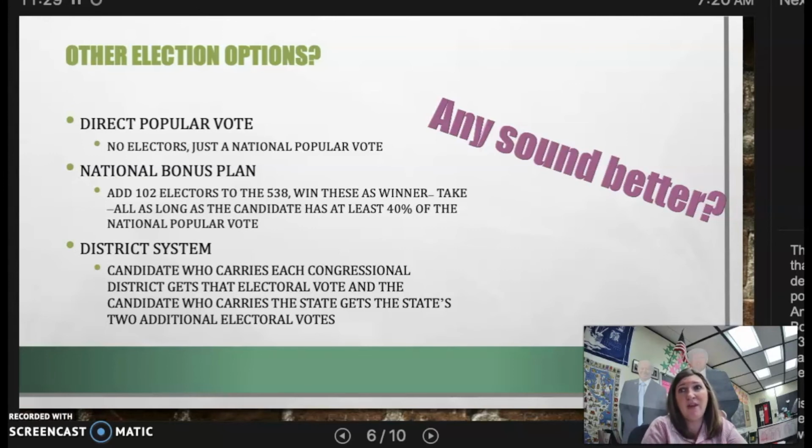And probably the one thing you're thinking of that could create a significant hindrance is that it would actually strengthen the third party. Because third party candidates could come in and win a district here and a district there and start tabulating their own electoral vote count.